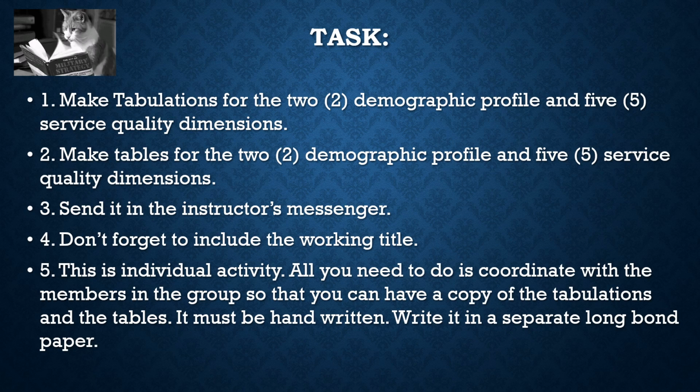And lastly, this is an individual activity. All you need to do is coordinate with the members in the group so that you can have a copy of the tabulations and the tables. It must be handwritten. Write it on a separate long bond paper. It means once your group is done with the tabulation, you need to have a copy of it, write it down since this is an individual activity, and send it to me. It is not by group. This is an individual activity so that you can have an idea on how to do this.